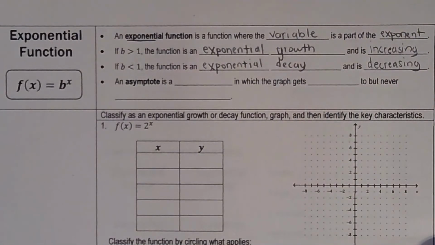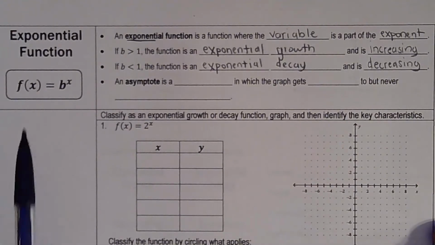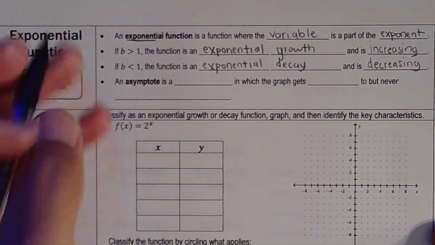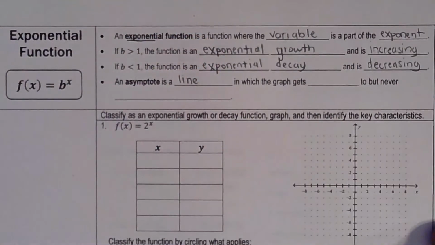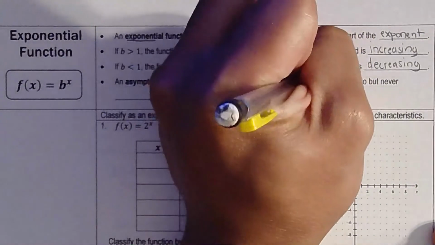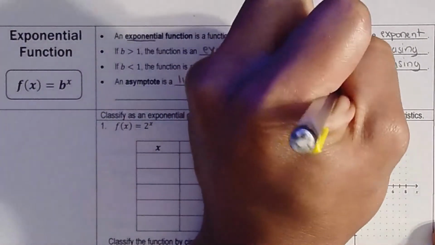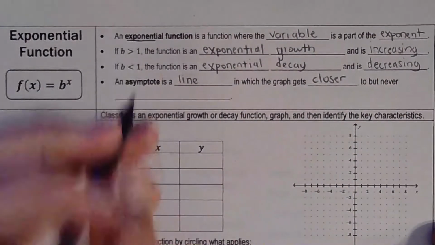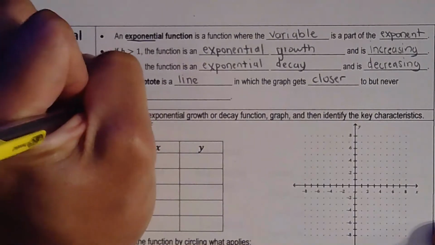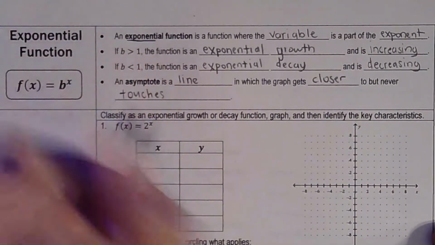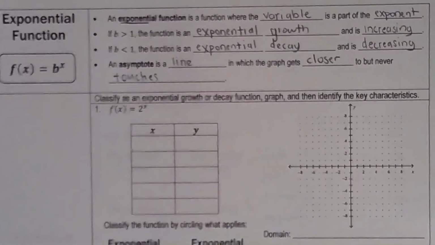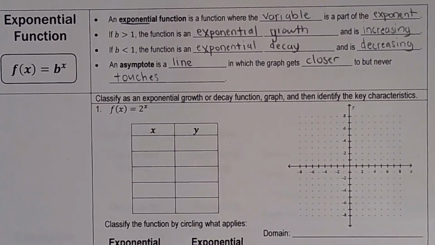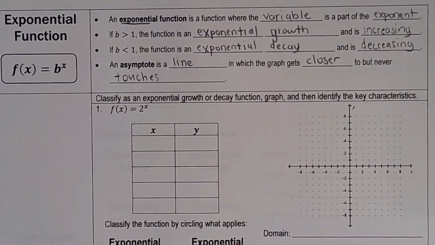An asymptote is a very important vocabulary word for exponential functions. An asymptote is a line in which the graph gets closer to but never touches. We'll see examples of what that means in some of these problems that we go over. Now, classify an exponential growth or decay function graph and then identify the key characteristics.